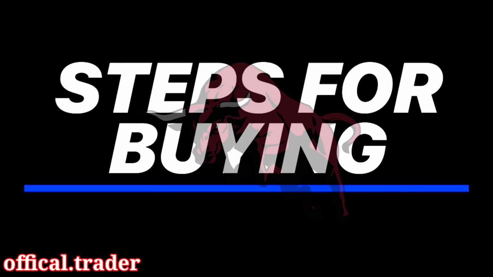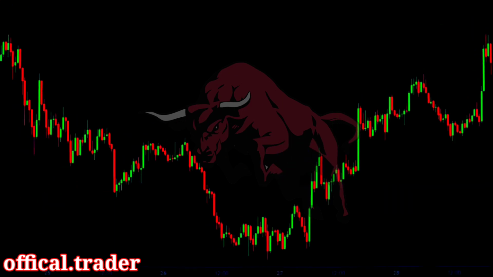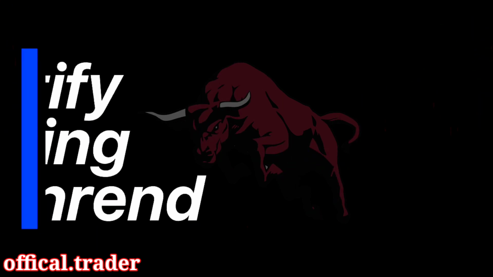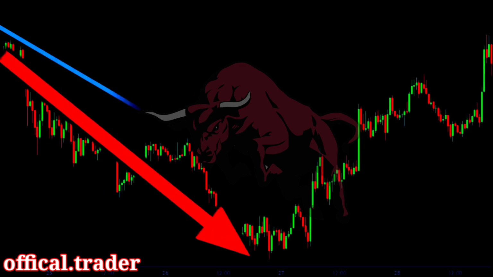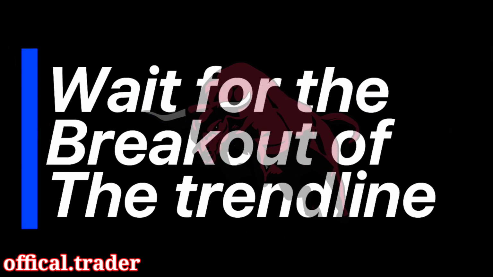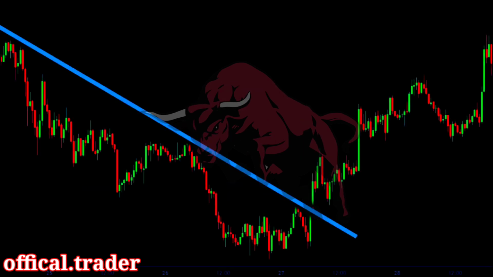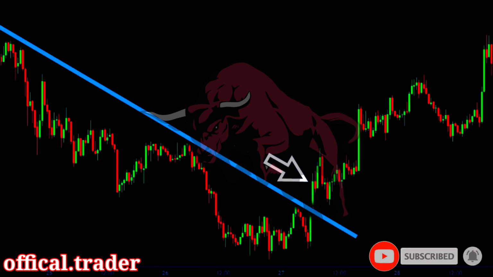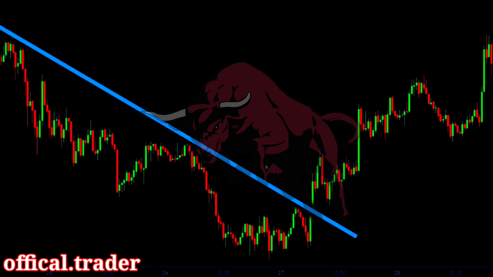So let's now look at the steps for buying. The first step in this strategy is to identify an existing downtrend. Then we will create a trend line by connecting the swing highs of the downtrend. The second step is to wait for the price to break out of the trend line. In this case, we want the price to break above the trend line. Here we see that the price broke above the trend line on this candle.